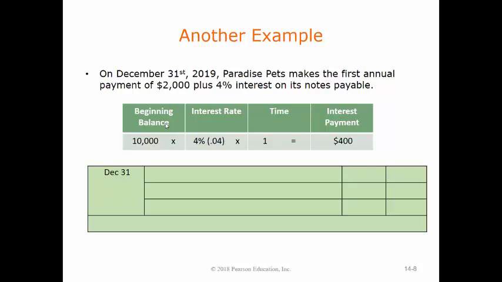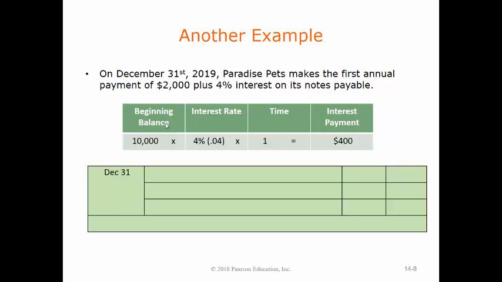And then on December 31st, 2019, Paradise Pets is going to have to make its first annual payment of $2,000 plus 4% interest on its notes payable. Well, to figure out how much interest it is, you always take the same formula. Your beginning balance at the beginning of the period times your interest rate times time. This was a $10,000 note. We're making our first payment, which means at the time that interest is being accumulated, we still owe the full $10,000. That's our beginning balance.